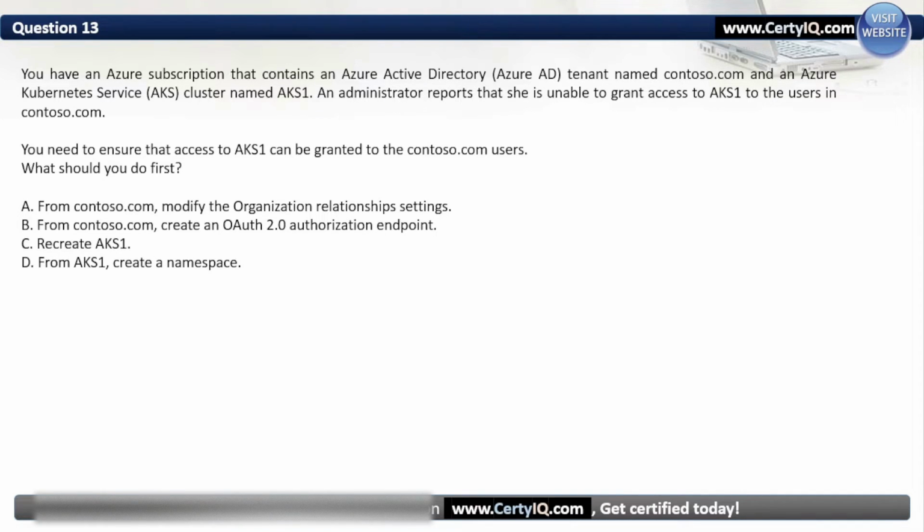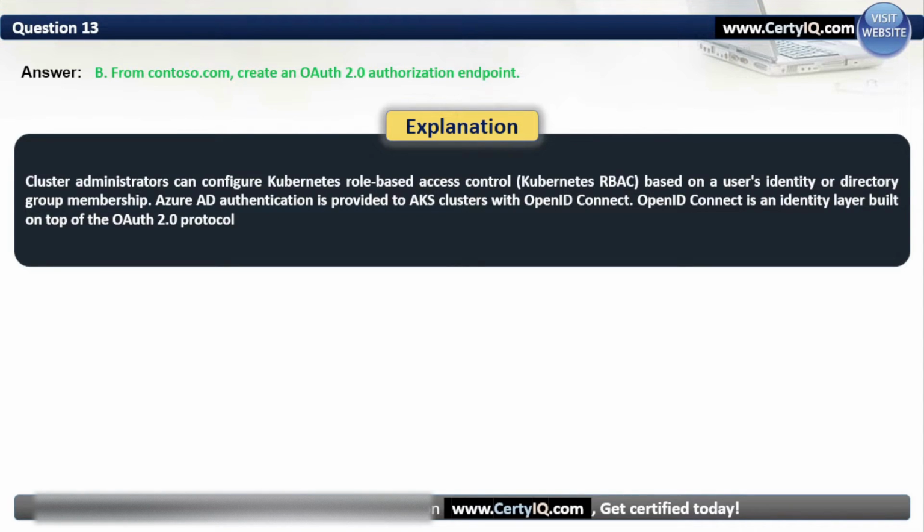From contoso.com, create an OAuth 2.0 authorization endpoint. Cluster administrators can configure Kubernetes role-based access control based on a user's identity or directory group membership. Azure AD authentication is provided to AKS clusters with OpenID Connect. OpenID Connect is an identity layer built on top of the OAuth 2.0 protocol.